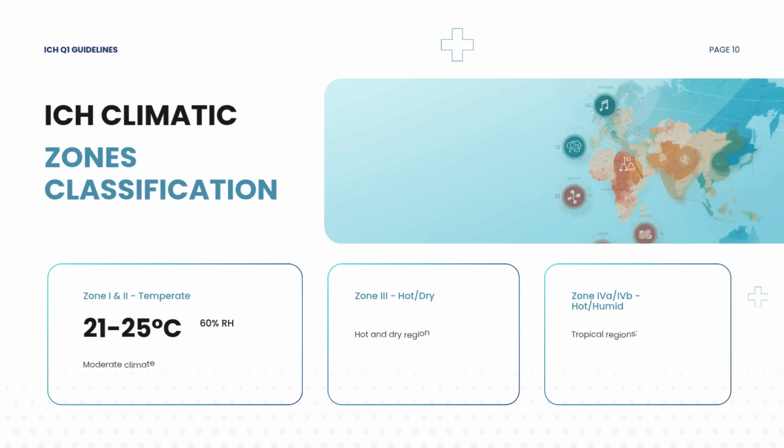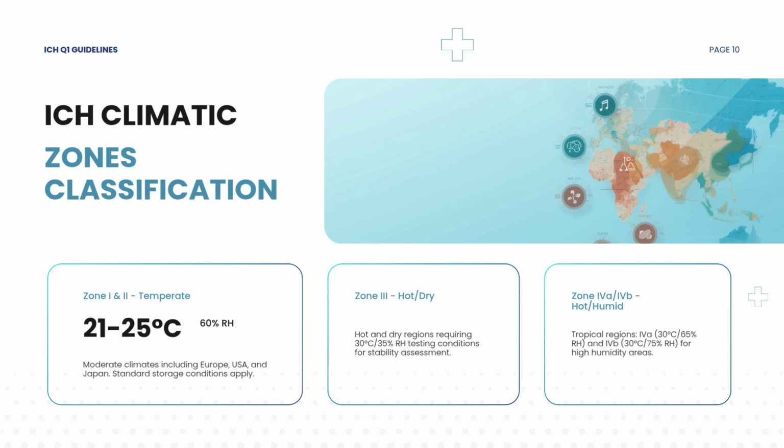Okay, so why are the stability zones very important here? We are tackling the classification of climatic zones according to ICH, which is crucial for determining the appropriate stability testing conditions for pharmaceuticals. Let's start with zone 1 and 2.